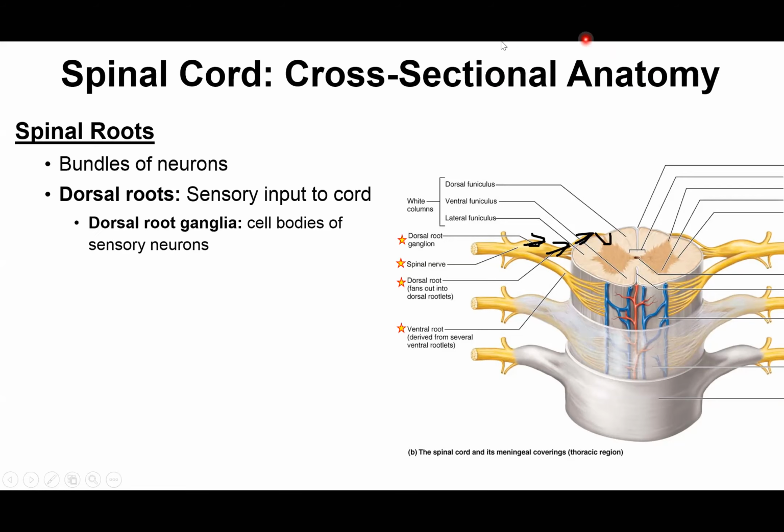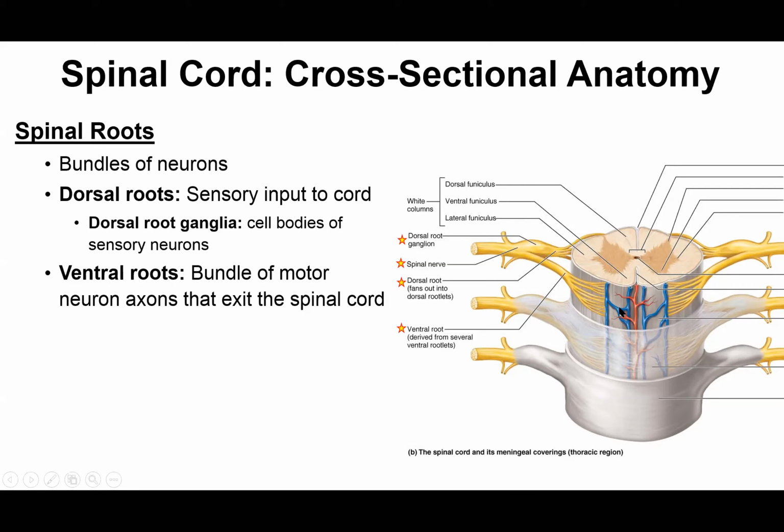Now, we do have these things called ganglia, and ganglia are collections of cell bodies of the sensory neurons. Okay, so here we can see this big bulge, right? And we have one over on this side as well, right? That big bulge area. That is the dorsal root ganglia. And so the cell bodies of the sensory neurons sit inside of this ganglia and perform their functions.